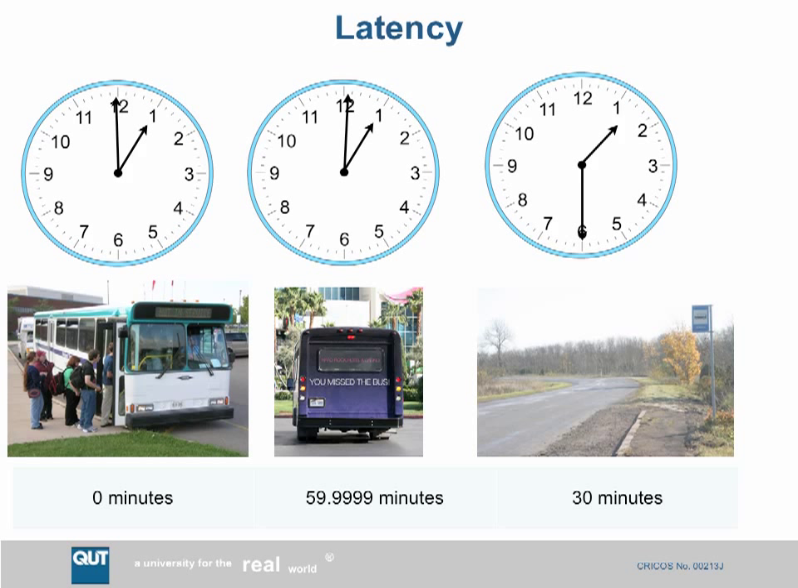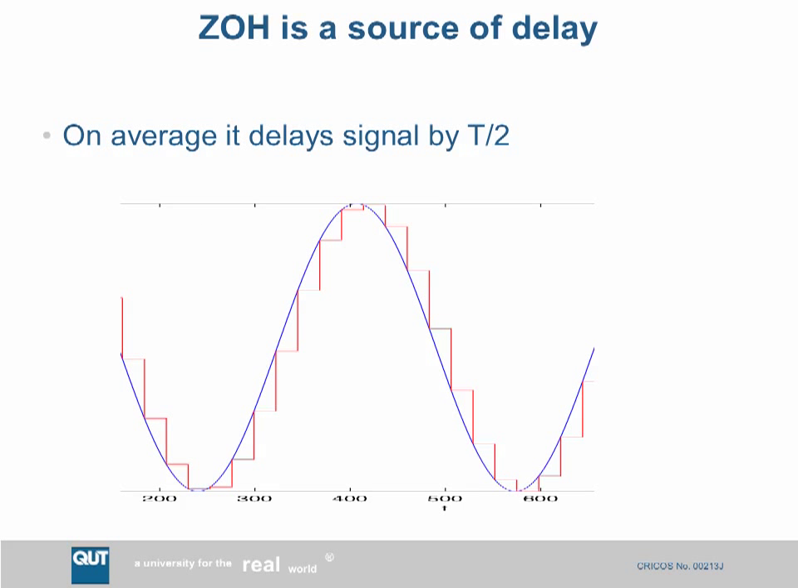So if you assume that you arrive at the bus stop with a completely uniform distribution, your average waiting time would be half the bus period, right? Your average latency would be bus period on 2. So that's what I mean by latency. So on average, the zero-order hold introduces a latency of T on 2. Now that's got some interesting consequences.